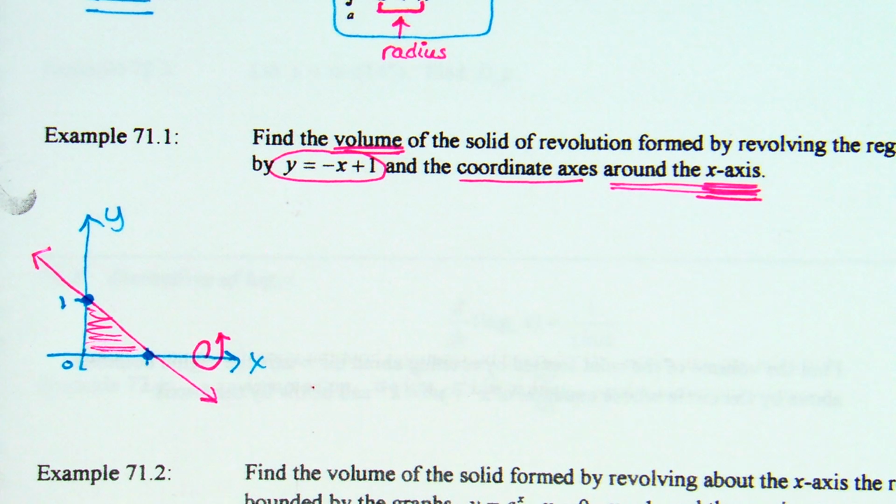Actually, can we copy down the link? Honestly, if you just get on and search disk method, solids of revolution, you can find a lot of different things. You really can. So the idea here then is, I guess, we draw this. You're going to have the cone right there.